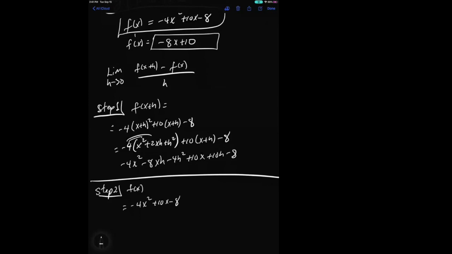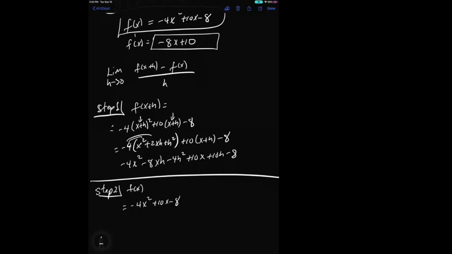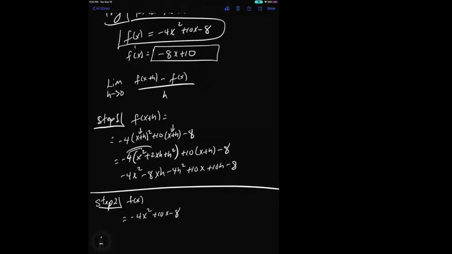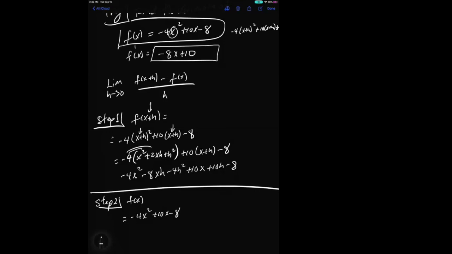How did you get the second one for step 1, like the negative 4, if the x plus h is in there? Yes. So you see the original problem? Everywhere I see x, I wrote x plus h. So for negative 4, instead of just writing x, I write x plus h. Plus, instead of writing 10x, I write 10 times x plus h. Because I'm plugging in x plus h for x. Oh, okay. Anybody else?